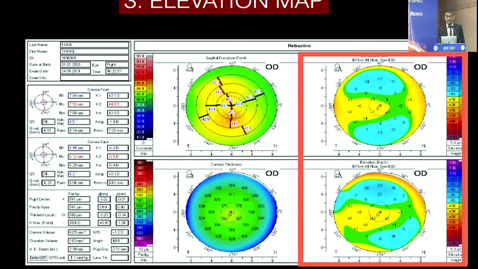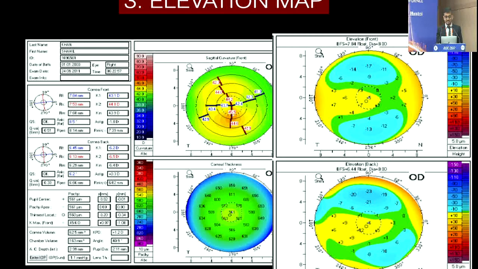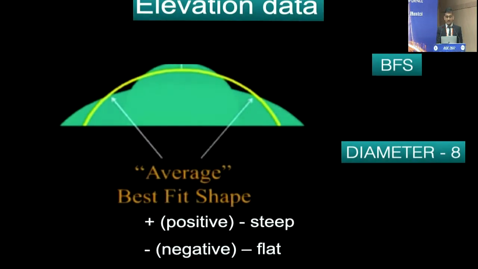Elevation is the most important graph in Pentacam, and basically it gives you elevation values at the anterior corneal surface and then the posterior corneal surface. And how does it do it? The machine takes data from the 8 millimeter diameter and makes up a best fit sphere, which is then put across the anterior surface. The areas which are above the best fit sphere are shown as steep areas or warm colors, giving a positive sign, and the areas which are below are given as negative or flat.